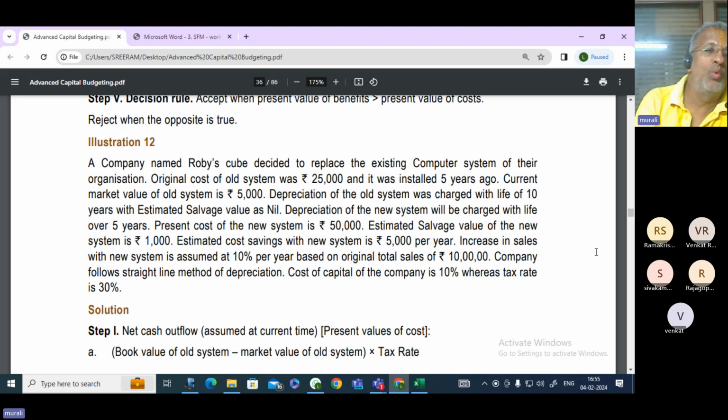So you have the original cost of the old system, which they bought 5 years back for 25,000. The current market value is 5,000 for that 5-year-old machine. The depreciation they wanted to charge is 10 years with no salvage value. Since tax rate is there, depreciation is a very important component. Depreciation of the old system is to be taken at the rate of 2,500 per annum.